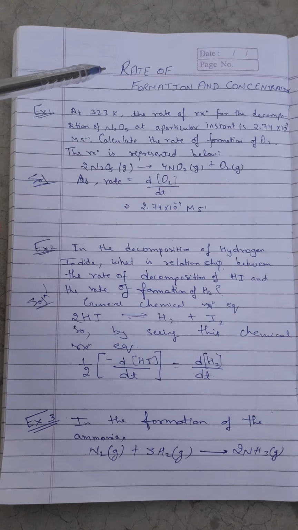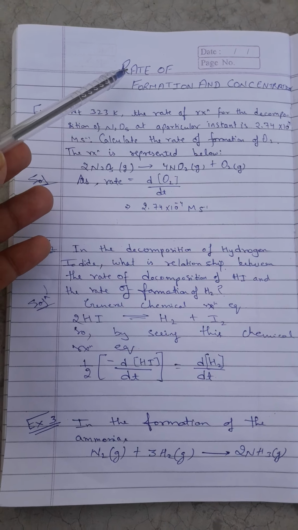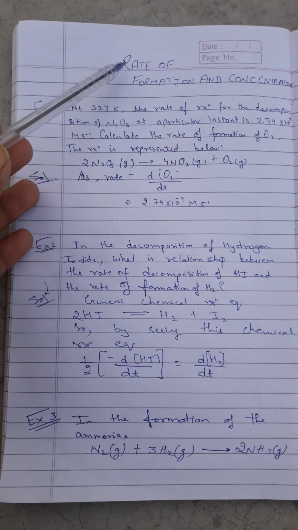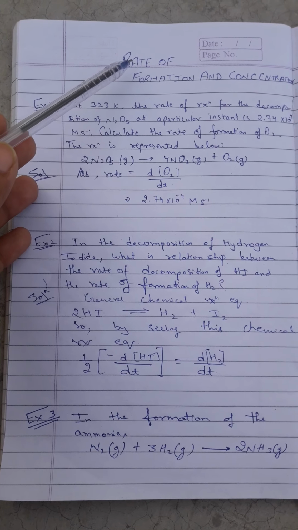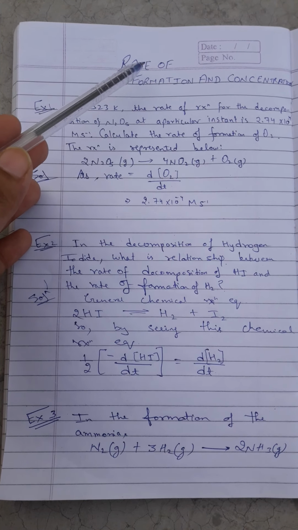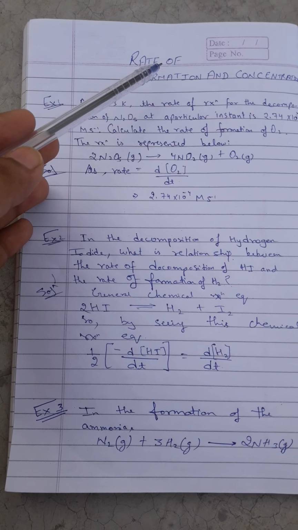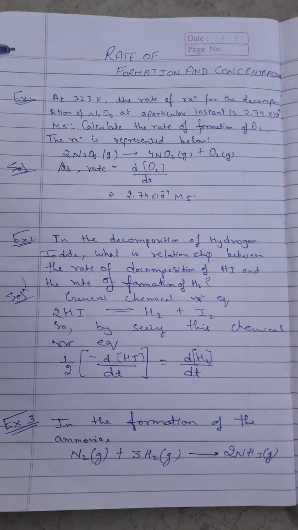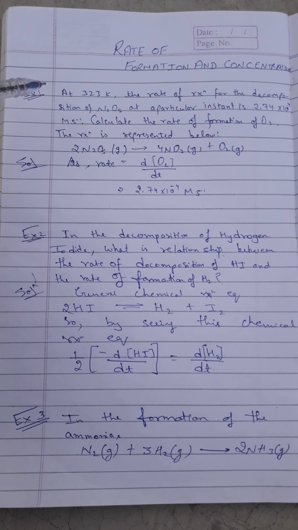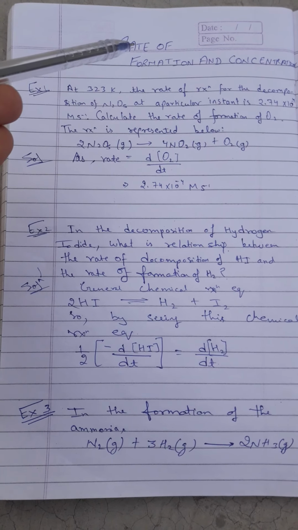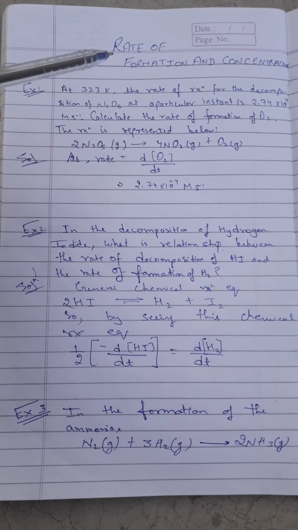Hello everyone. Today we are going to discuss a very important topic of chemical kinetics, and its name is rate of formation and concentration. Let us see our first example and then we will be able to understand this topic.